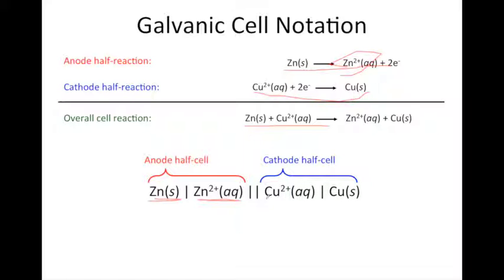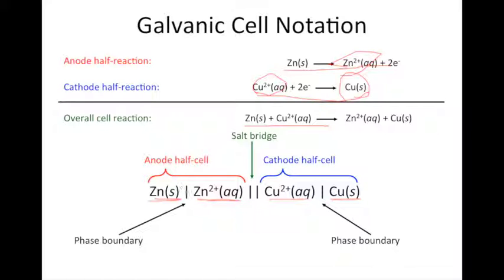We have the reactant first, which for the cathode is copper 2 plus aqueous. Then we have a line separating the two, and then we have the product, copper solid. So we always write the anode half cell on the left, the cathode half cell on the right. Now the double line in between the two represents the salt bridge. We'll always have a salt bridge in our galvanic cell, and that's represented by the double line there.